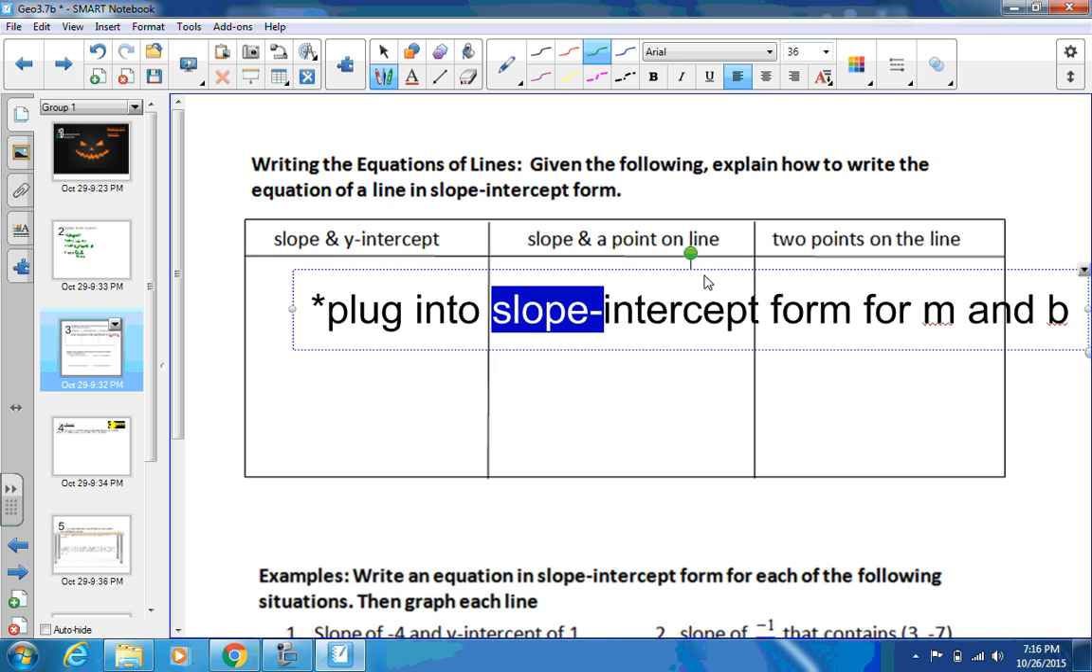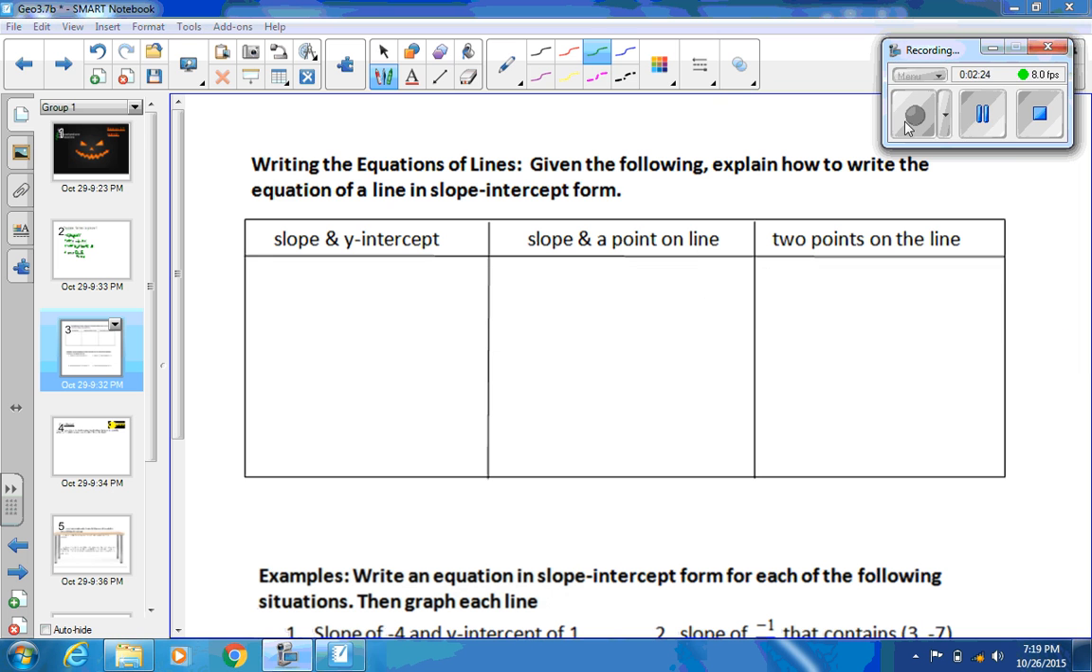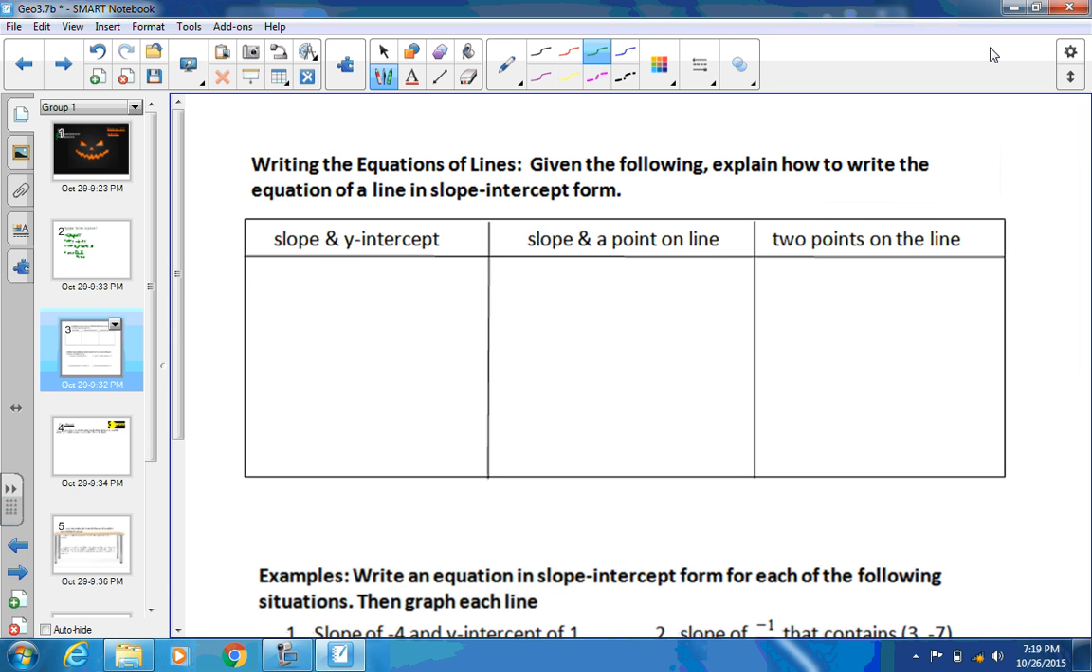Now, I hope to make this smaller if my laptop cooperates with me here. Alright, well, I'm having technical difficulties here, so I'm just going to write it in there. Hopefully it'll fit. Hopefully you can read my writing on this. So I noted before, if you have the slope and the y-intercept, just plug into slope-intercept form, which is y equals mx plus b, for m and b, because m is the slope and b is the y-intercept. So that should be an easy one.